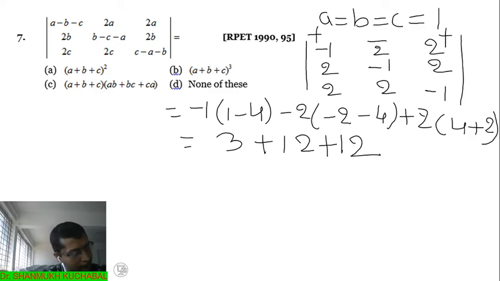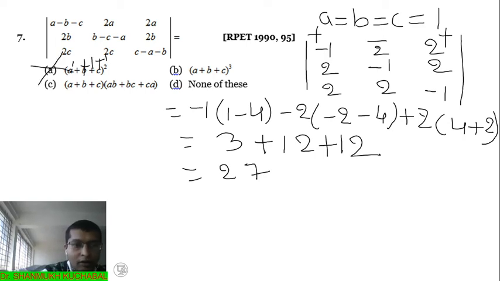So simplification is 27 here. Yes, 27. So now I take these ABC values in options here, right? So we take a equal to 1, b equal to 1, c equal to 1, 1 plus 1 plus 1, so 3 square, we get a 9, so this is not equal to 27. A is a wrong answer.